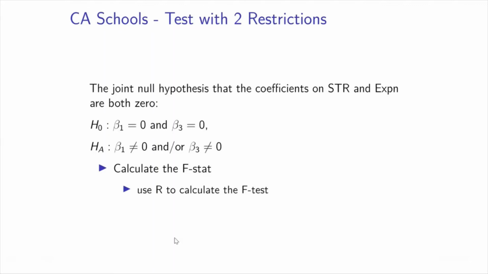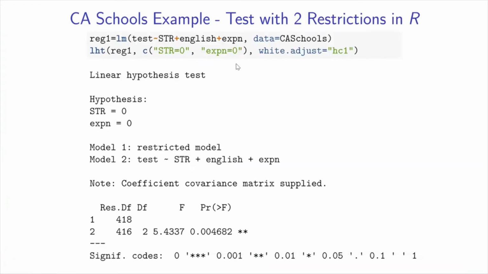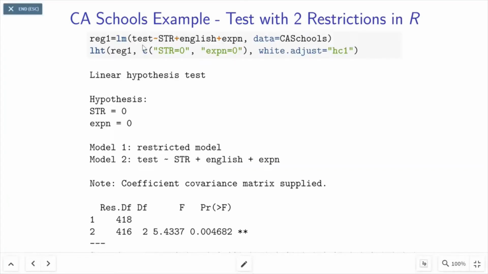Back to the previous example. To see whether we should include STR and expenditure in the model, we will restrict the coefficients of these two regressors to 0 in the null and cover the rest of the scenarios in the alternative hypothesis. If the F-statistic is greater than the critical value for this F-test, then we have enough evidence to reject the null, which implies that the unrestricted model is better. The R code used to run the F-test is here.